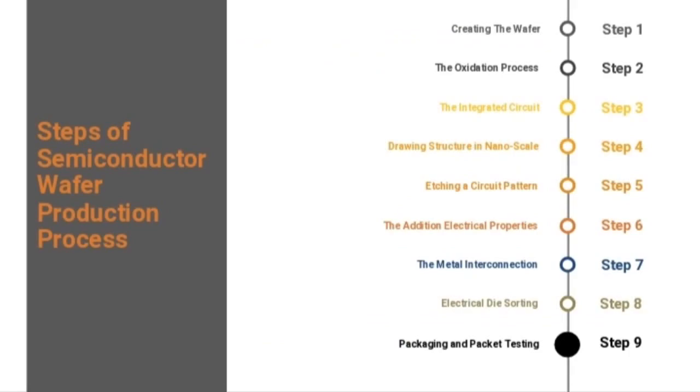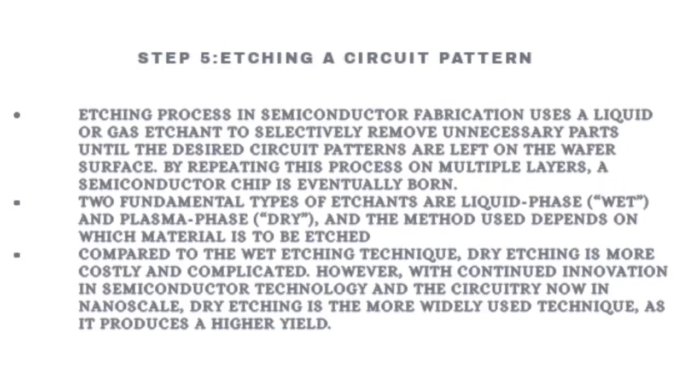Etching a circuit pattern. Etching processes in semiconductor fabrication use a liquid or gas etchant to selectively remove unnecessary parts until the desired circuit pattern is left on the wafer surface. By repeating this process on multiple layers, a semiconductor chip is eventually born.